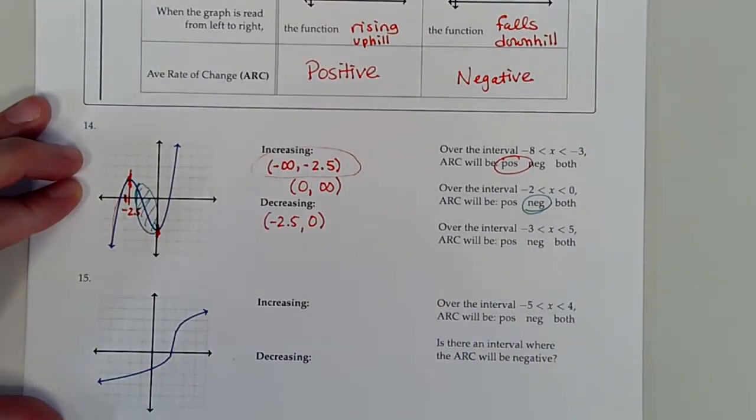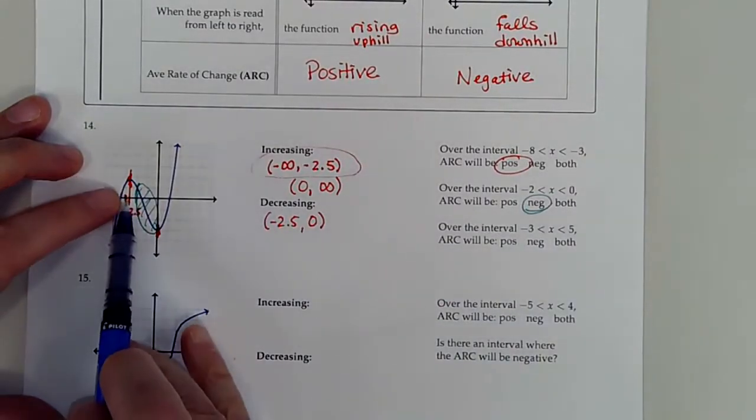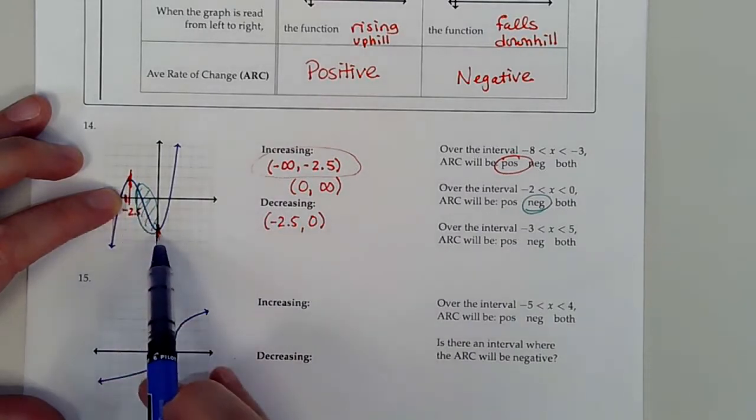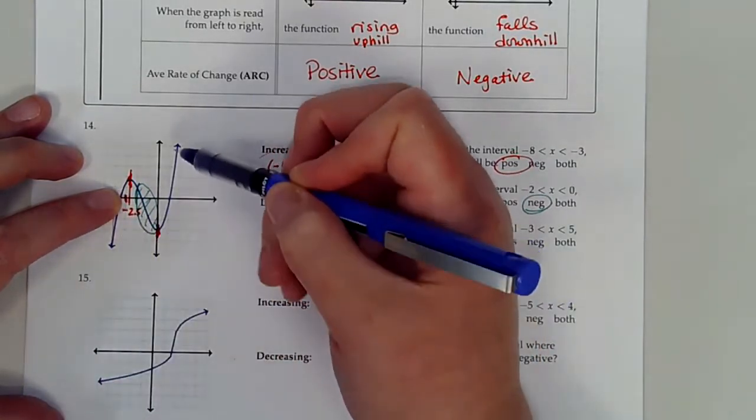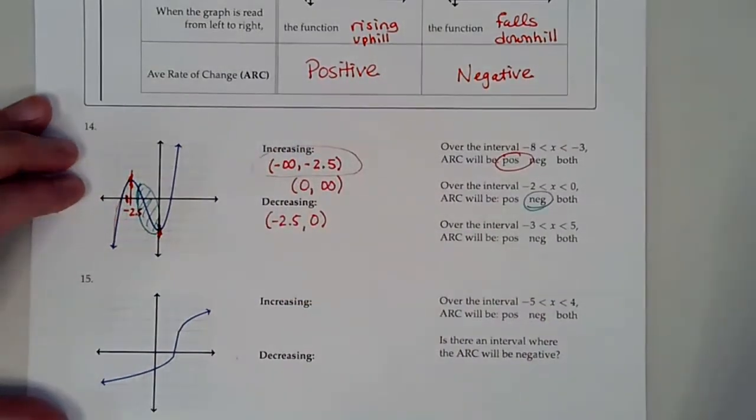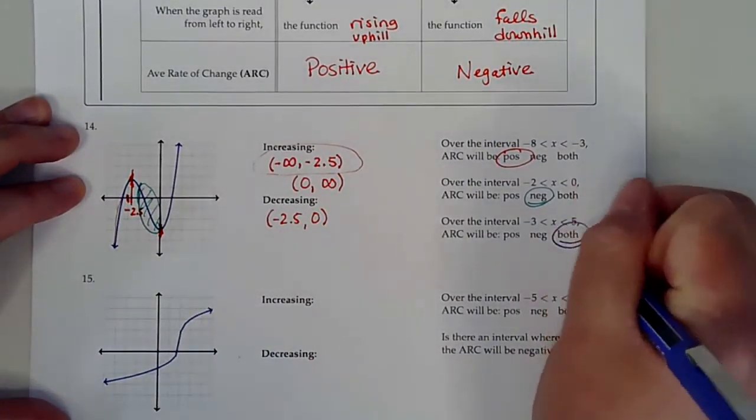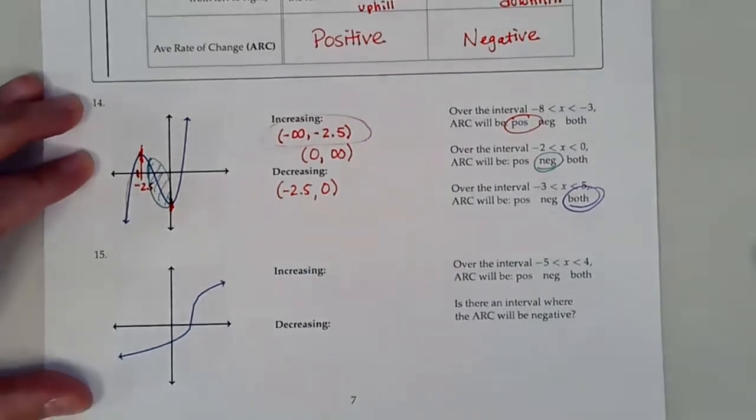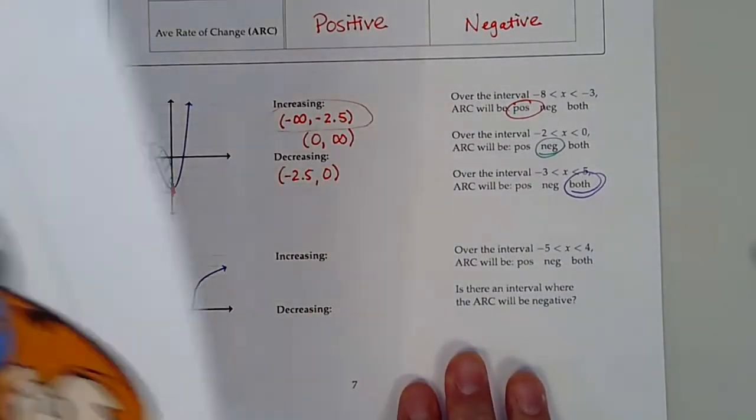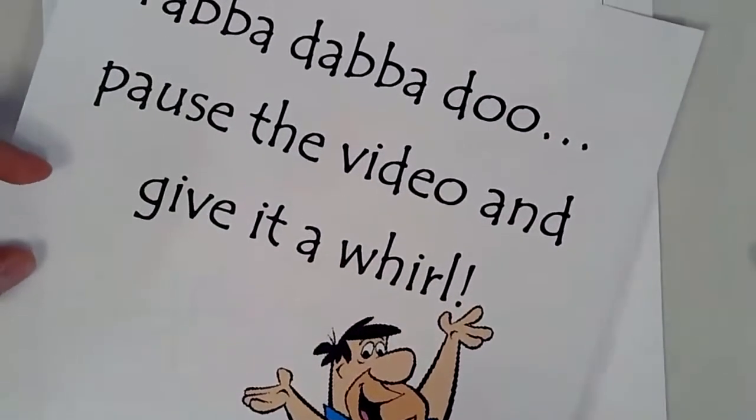Our last interval goes from negative 3, so it starts here, and goes all the way over to positive 5. It's got some downhill sections, and it's got some uphill sections, both. That means the average rate of change could be either positive or negative since it has both uphill and downhill on that interval. So we'll circle both there. All right, we have one more function here, and I'd like you to pause the video and see if you can give this one a try.